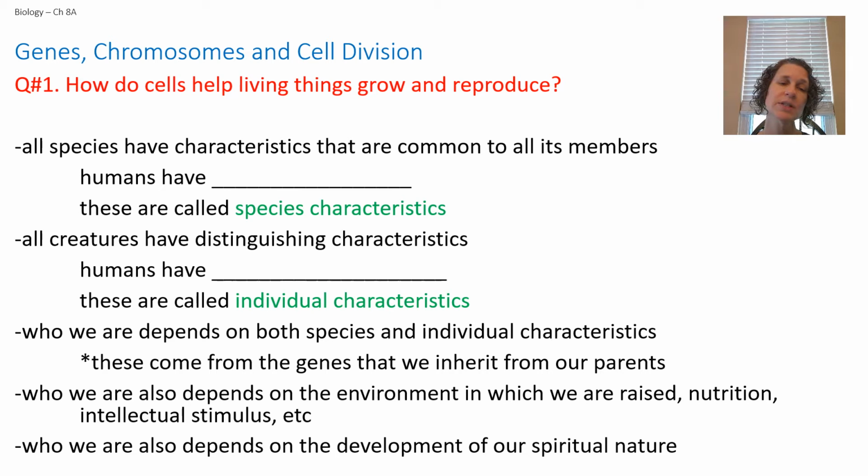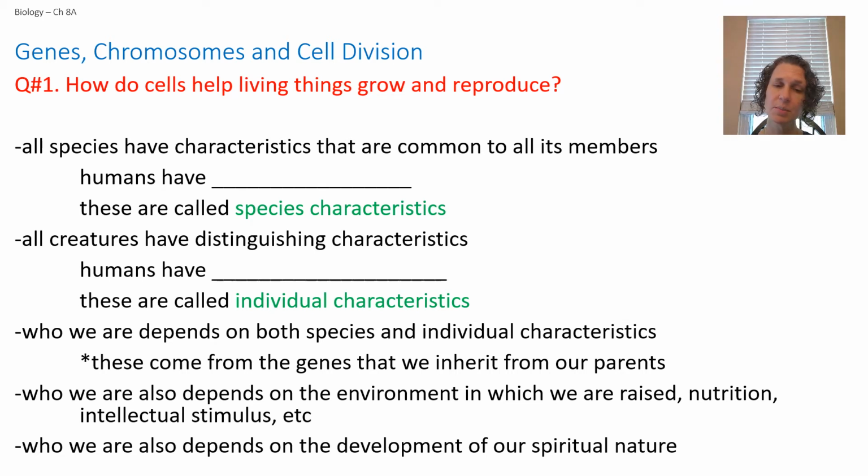Now, those characteristics, species and individual characteristics, come from the genes that we get from our parents. So our biological moms and dads have contributed their genes, and that's where our characteristics come from. We are a combination of our mom and our dad. That's why some of you look very similar to one parent but act like the other, or you can't have lactose and neither can your mom, or whatever it is. We get those characteristics from our parents.